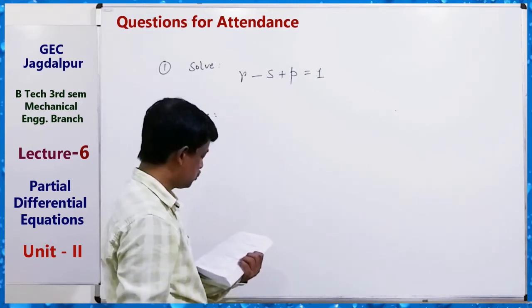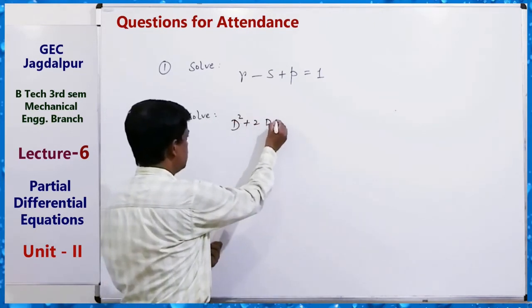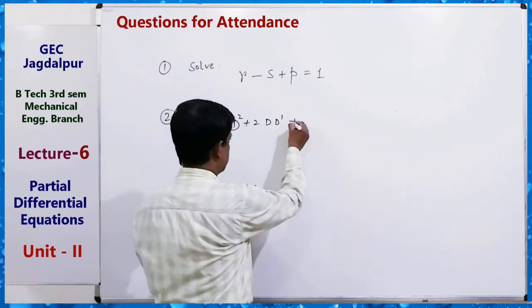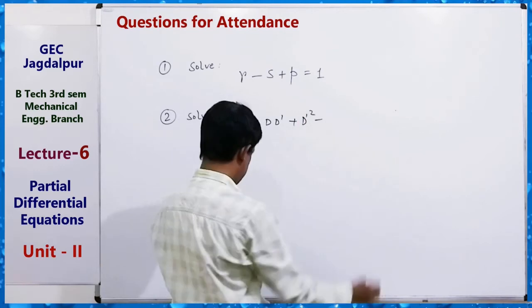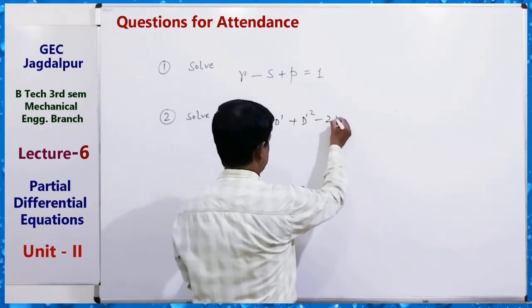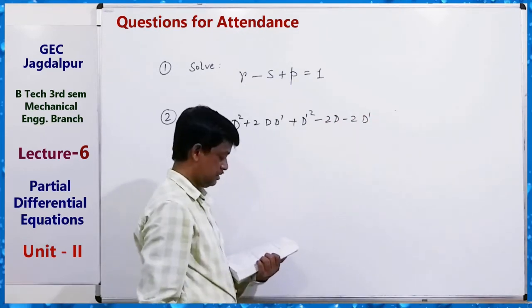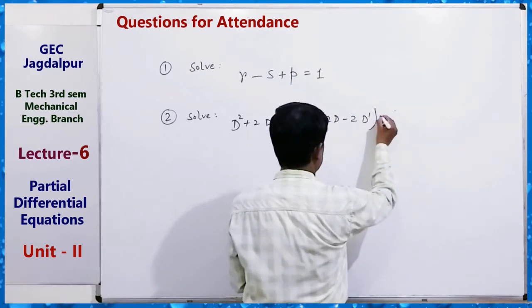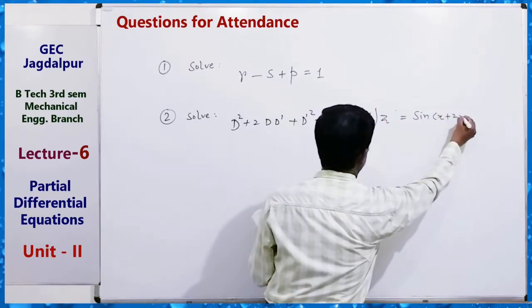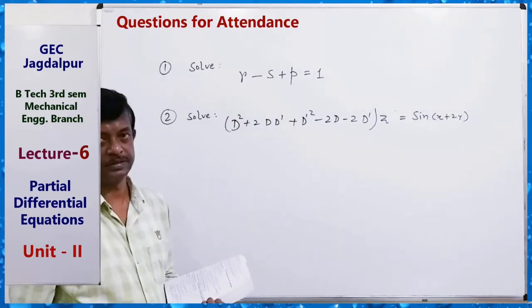(D square plus 2 D D dash plus D dash square minus 2 D minus 2 D dash) z equals sin(x plus 2y). Sin(x plus 2y). Clear?